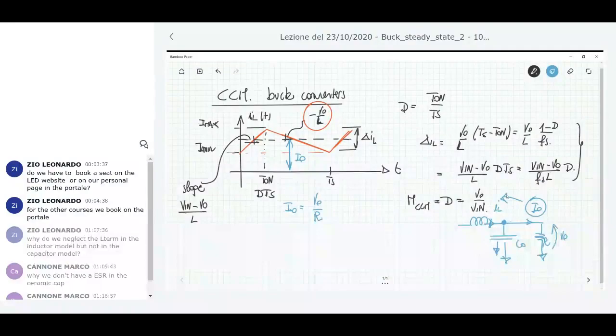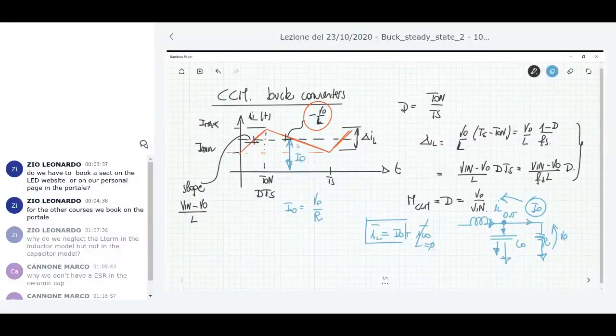In other terms, we can apply the Kirchhoff current law at this node, the output node, for the average quantities. So we get that IL, the average value, is equal to Ic average value plus Io. And this average value is null through the capacitor. So the average value of the inductor current is directly the output current Io. So this is the result I showed you. So this is Io.